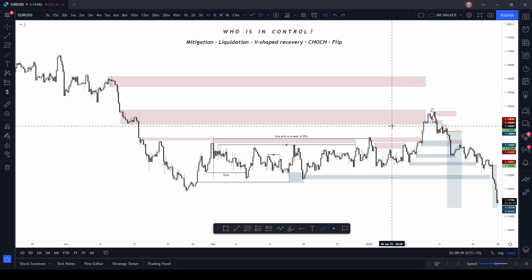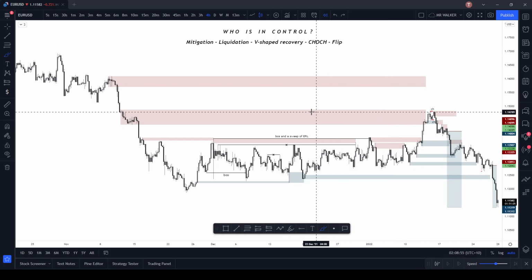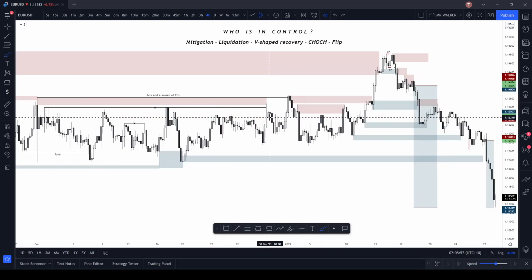Okay, so yeah, since we have got that out of the way, we have come up into this daily supply. In order for us to now give a confirmation to go short, we need to understand who is in control right now at first, and then we need to back our idea of supply getting the control over the demand right now.